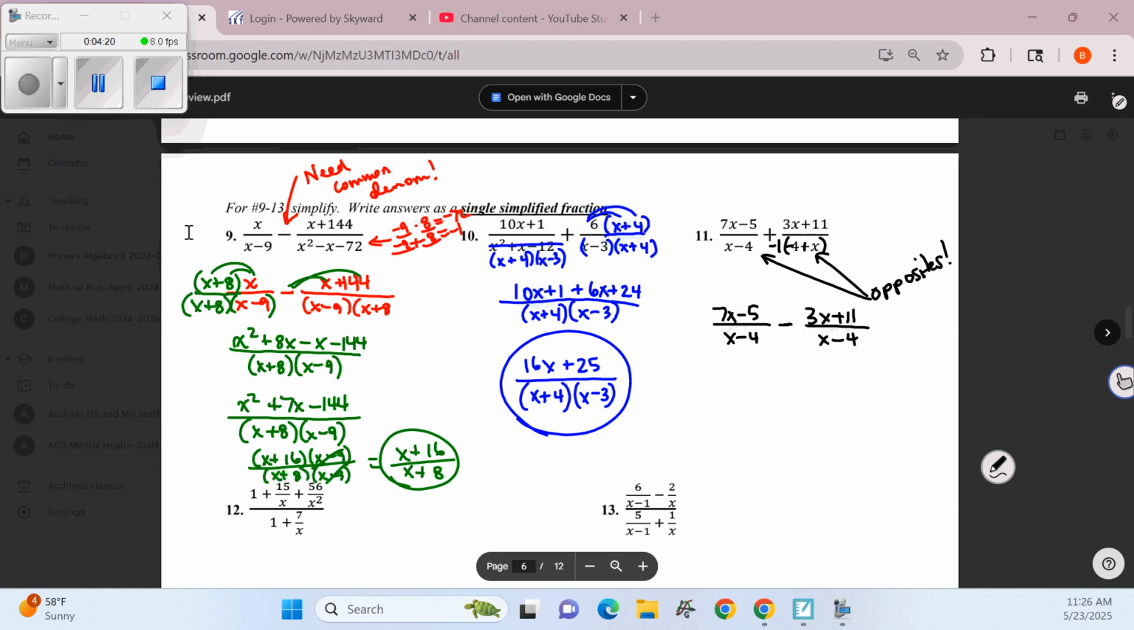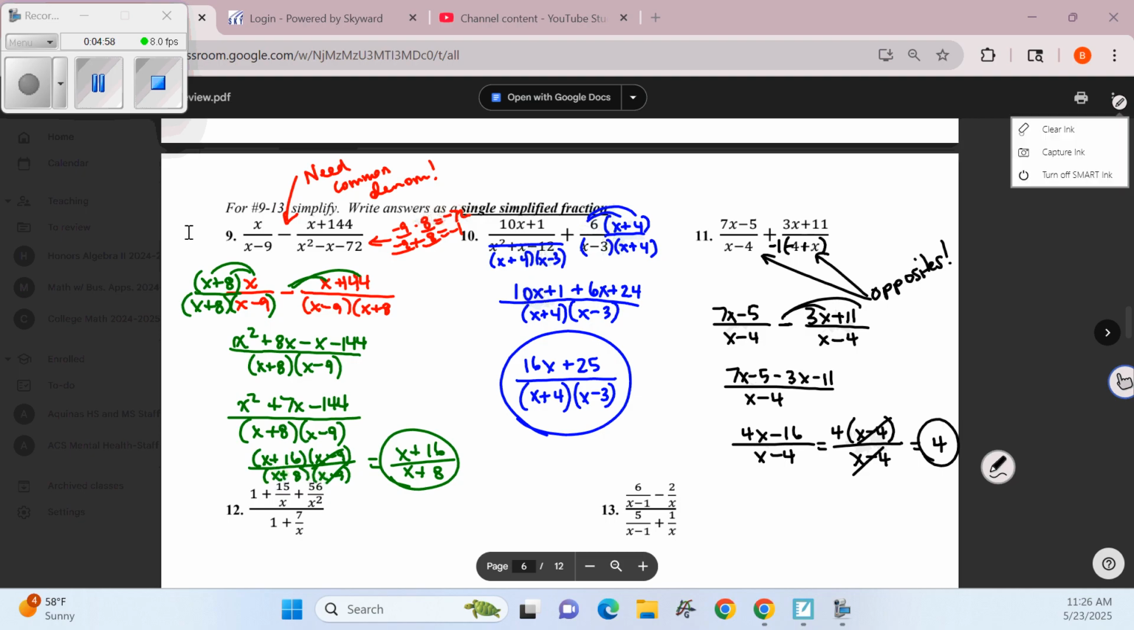So we have a common denominator. This whole thing is over x minus 4, but again, be careful to distribute that negative in the middle when you combine the numerators. So this would be 7x minus 5 minus 3x minus 11. When we combine like terms, this becomes 4x minus 16 all over x minus 4. Would you look at this? We can factor out a 4 in that numerator, leaving us with x minus 4 all over x minus 4, and now those factors cancel. So this whole thing simplifies to 4.